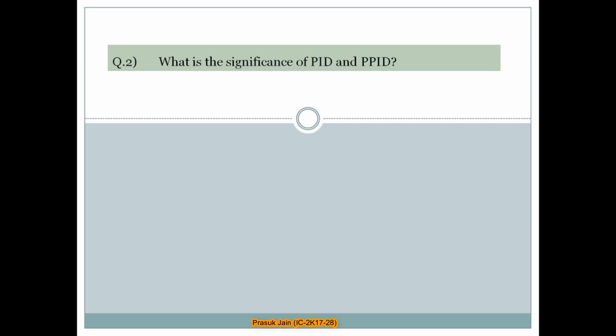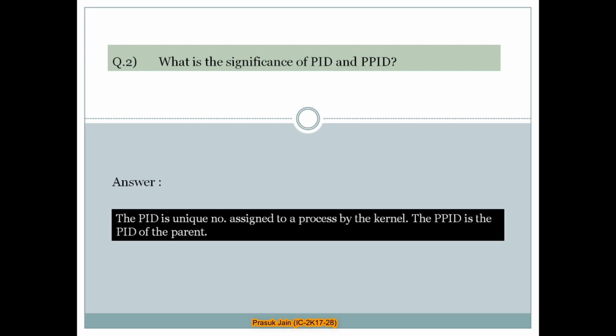So the next question is, what is the significance of PID and PPID? So the answer is, the PID is the unique number assigned to a process by the kernel. The PPID is the PID of the parent. The PID is the unique ID of a process. Like if we want to execute or delete any particular process, we use PID to distinguish among all of the processes, or if we like to delete it from the origin, we use PPID, that is parent process ID.